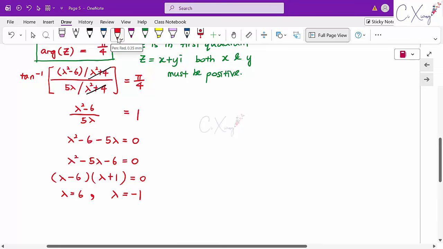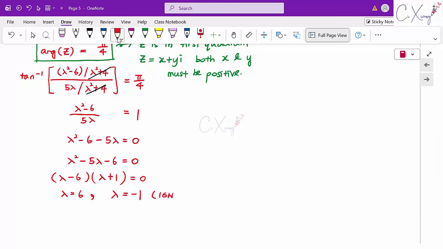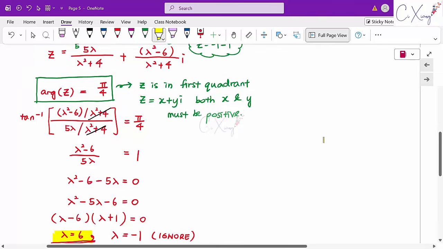If you want to make any explanation, you can make a small note for yourself. So when lambda equals negative 1, z becomes negative 1 minus i, where the argument of z is not equal to pi over 4. Therefore, we have to ignore it. So we only accept one correct answer for lambda, which is lambda equals 6. So this is what we have for 5a.